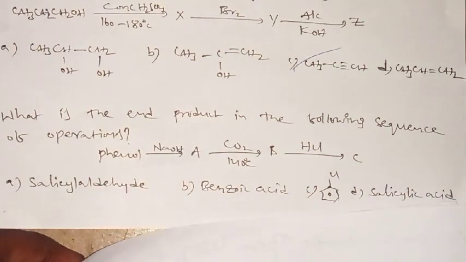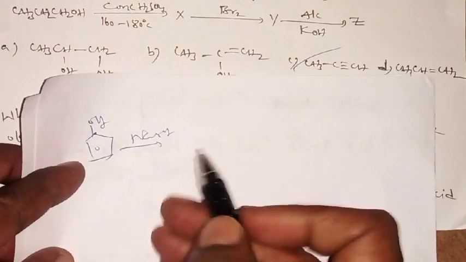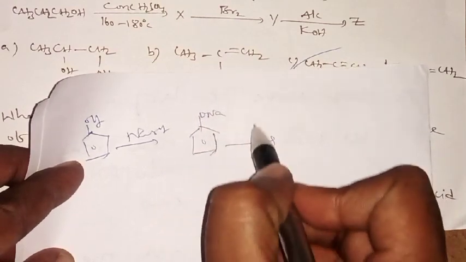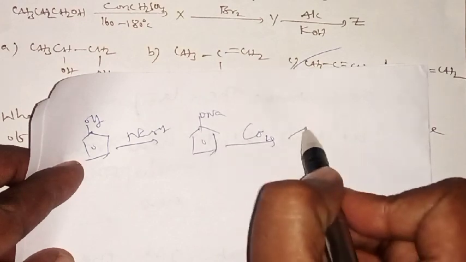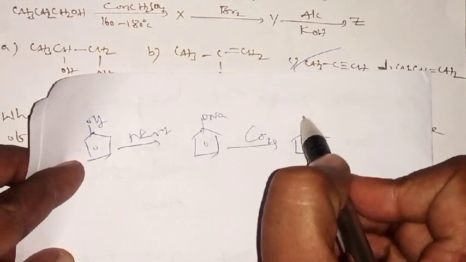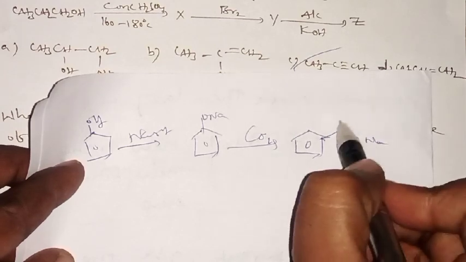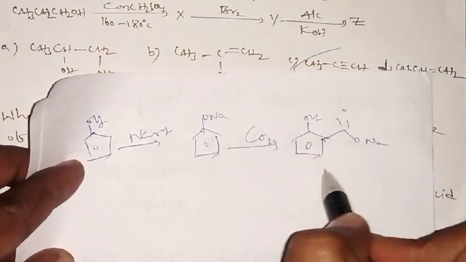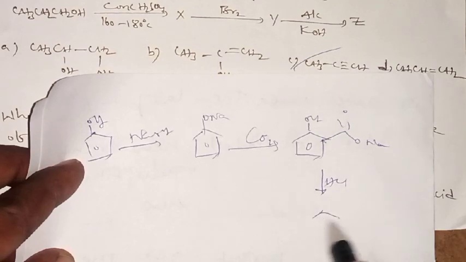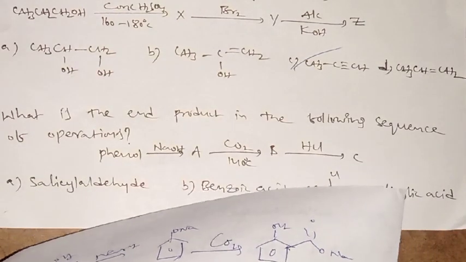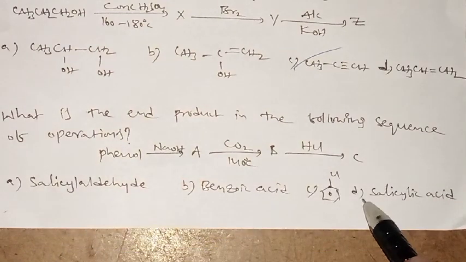So first step, what happened? Phenol reacts with NaOH. What product will you get here? You will get sodium phenoxide. In the presence of CO2, what happened? You will get the product in this way. This is ONa, OH. Finally, in the presence of HCl, what will happen? You will get the corresponding salicylic acid. Salicylic acid.